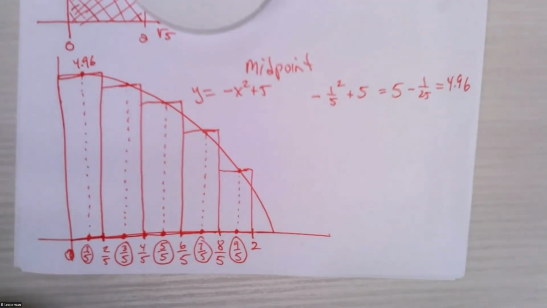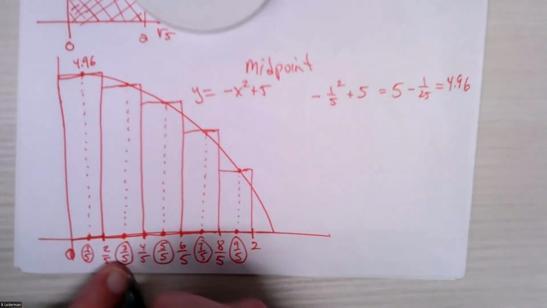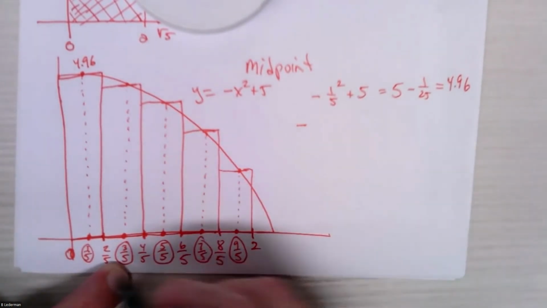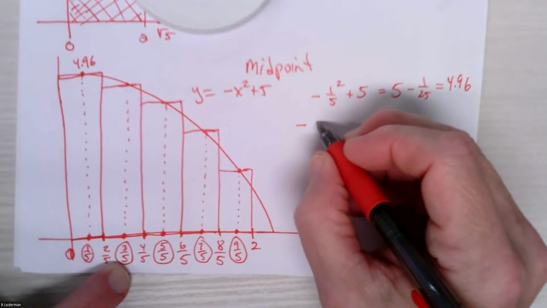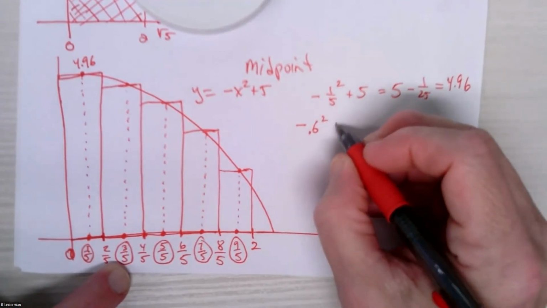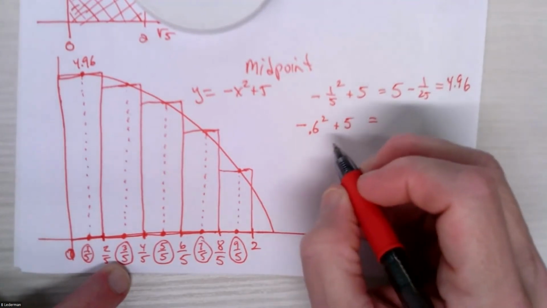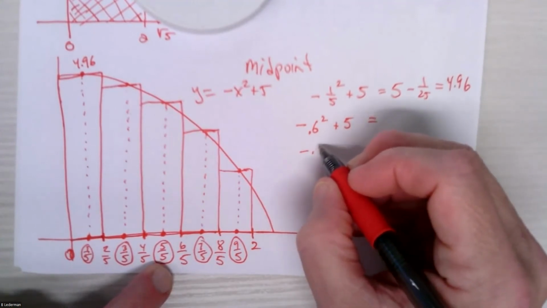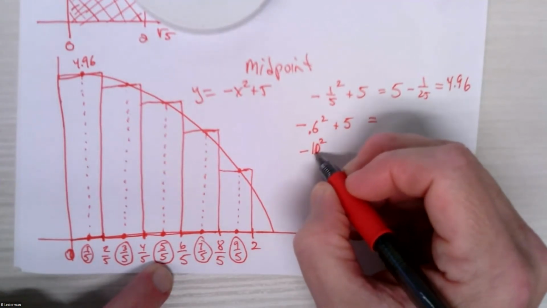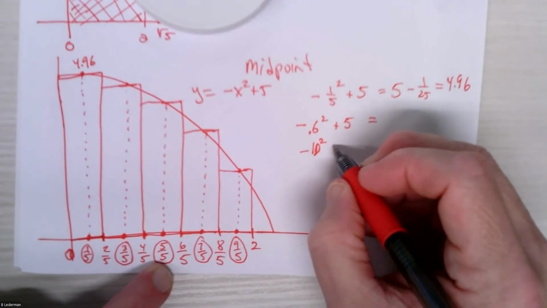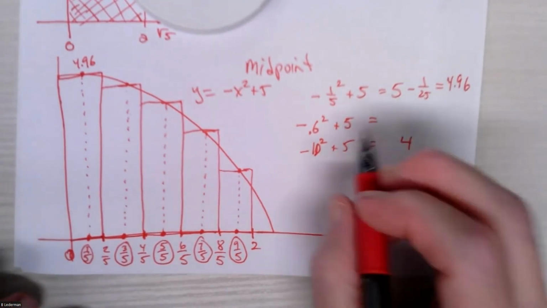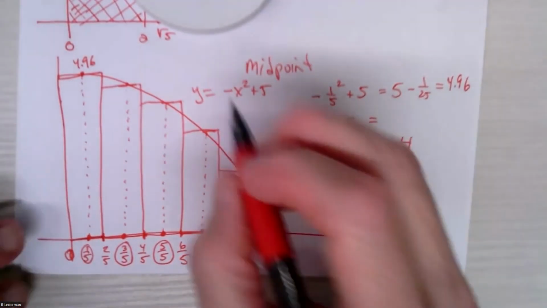Either way, the next one, we're going to write these as decimals. 3/5 is equal to 0.6. So negative 0.6 squared plus 5. That's the second height. The third one is going to be negative 1.0 squared plus 5. That's easy. That's just 4, because it's just 5 minus 1. That's 4 right there.